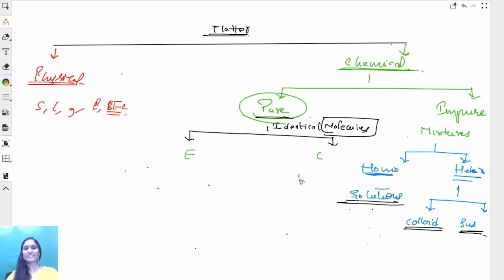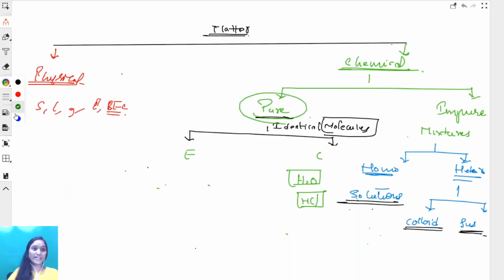Dear students, because H2O and HCl, see, they have one type of molecule only, H2O. All together is one molecule. Let's not talk about atoms, because purity is based on the molecules, right? So compounds and elements both are pure substances, right? Are we clear so far?